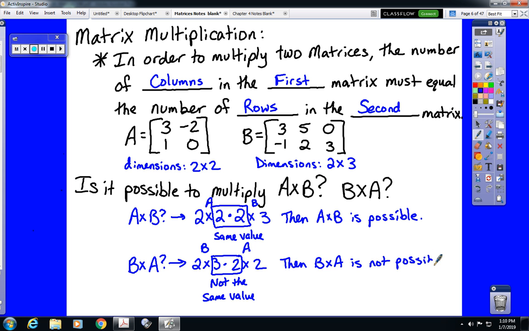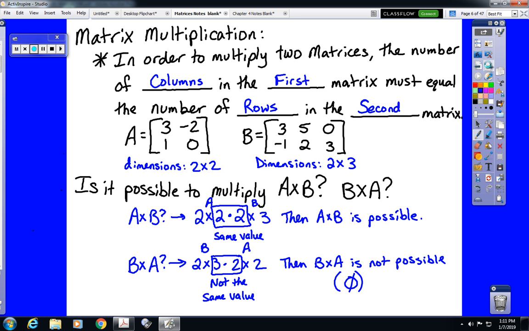And if it doesn't exist, if it's not possible, then we simply answer with, as we have in all the other problems in this unit so far, the null symbol. So that's the explanation on how we know whether or not it's possible.